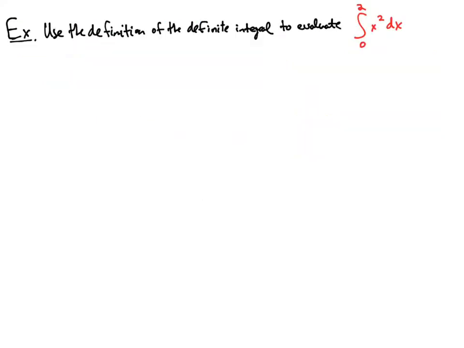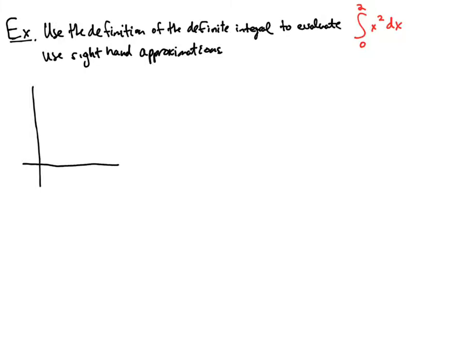So we're going to do a long example here. It says, use the definition of the definite integral to evaluate the integral from 0 to 2 of x squared dx. We're going to use right-hand approximations. So first let's look at the graph here. Our function is x squared. So there's our function. We're going from 0 to 2. Let's say that this is 2 right here. Okay, and we know we're going from 0 to 2 because we have these values here, and these are called the limits of integration.